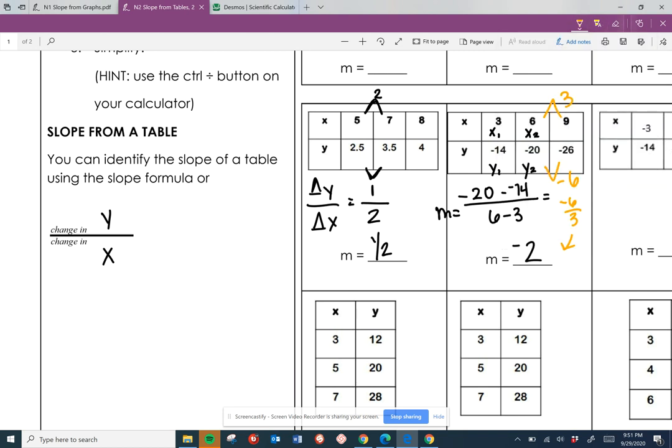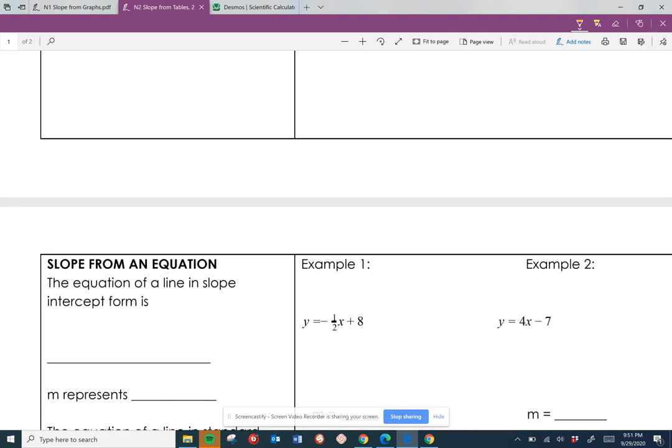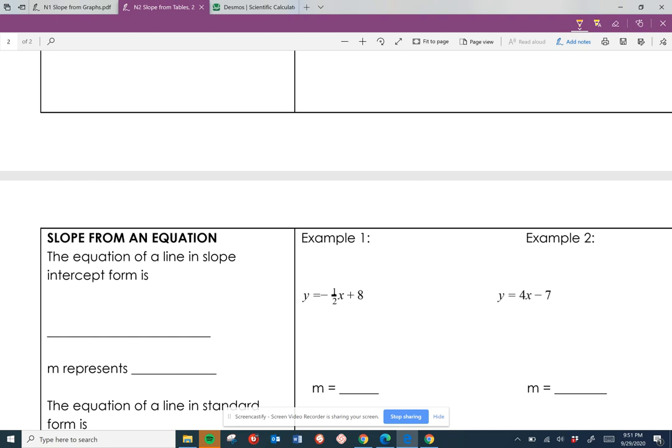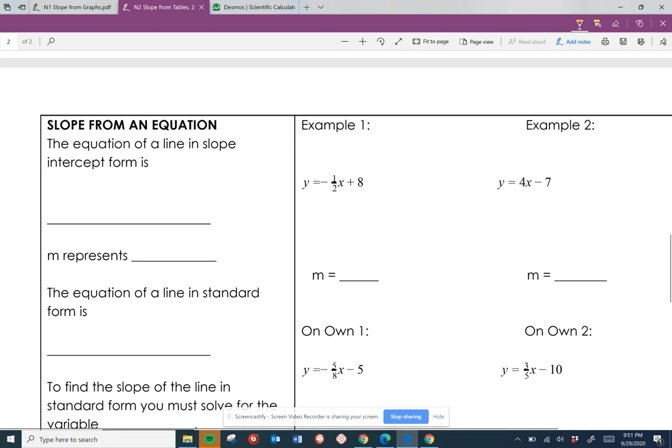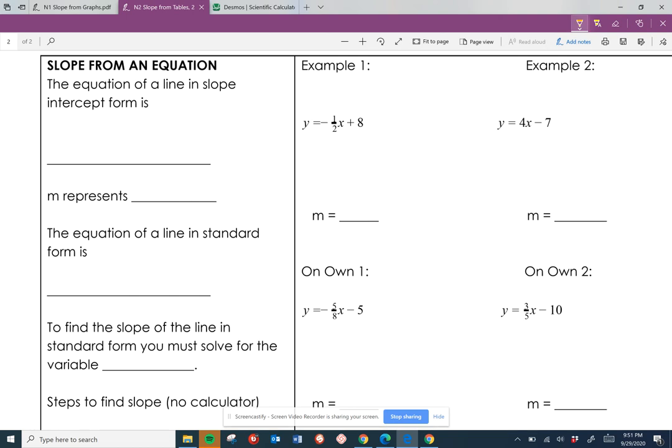So if we come down, we're going to look to see how do we find the slope from an equation. The equation of a line in slope-intercept form, you should remember from 8th grade, is y equals mx plus b. And the m is always going to represent slope. The equation of a line in standard form is ax plus by equals c. In order for us to find the slope, we must solve for the variable y. We always want to get y by itself.